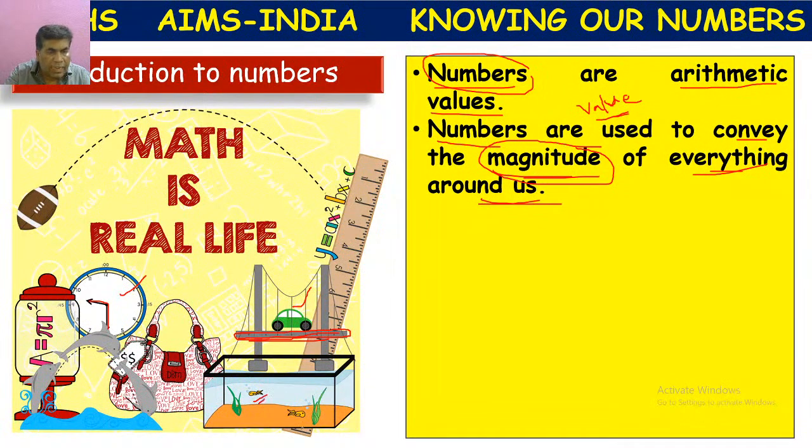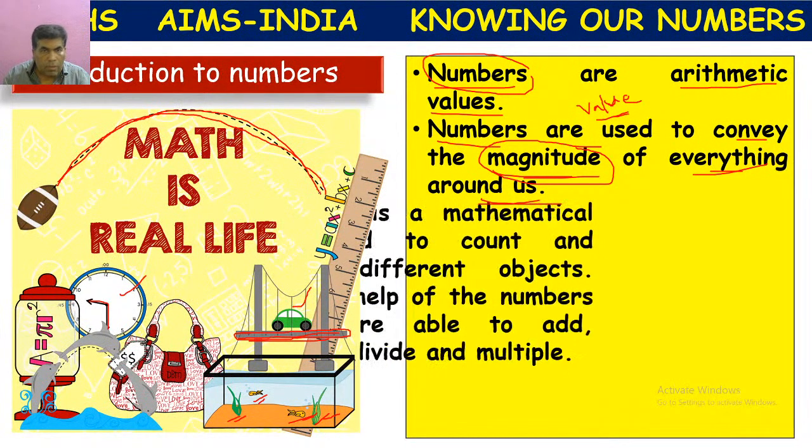The number of fish or the number of plants in this aquarium, we have to tell with the help of numbers. Now here one ball is moving in this direction like a projectile. If you want to tell the length of this curved line, we have to take the help of numbers. So what is the use of numbers? They convey the value, or the magnitude, of everything around us.